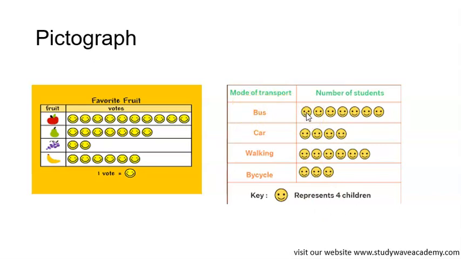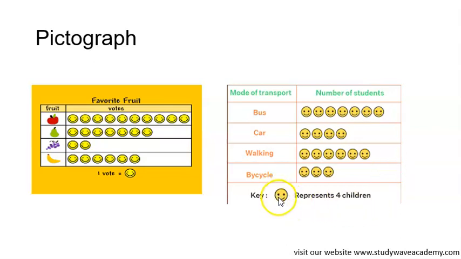1, which is 4, right? 4 plus this 4 is 8. 8 plus this is 12. 12 plus this is 16. 16 plus this is 20. 20 plus this is 24. 24 plus this is 28. So 28 children use bus, okay?